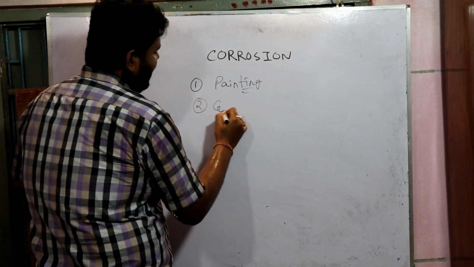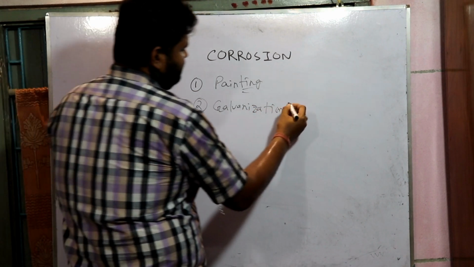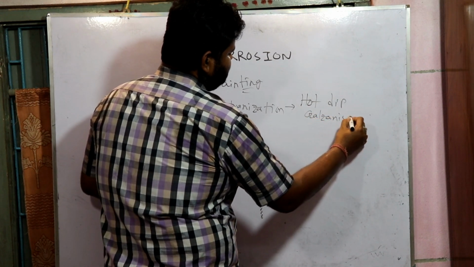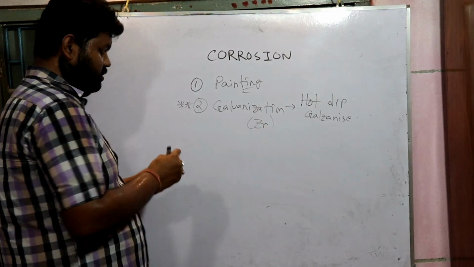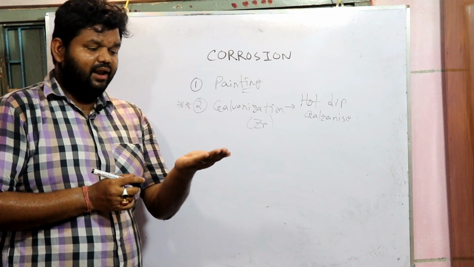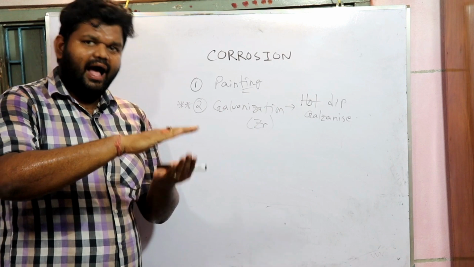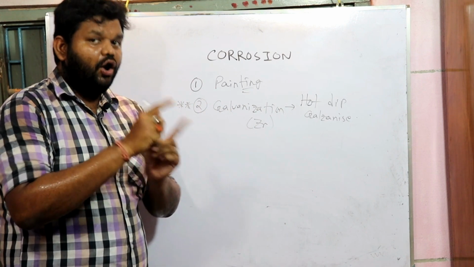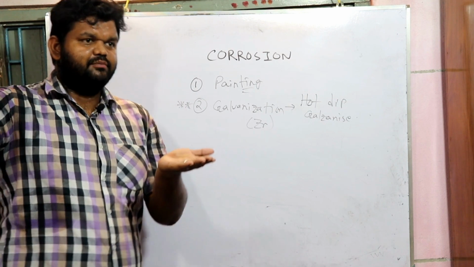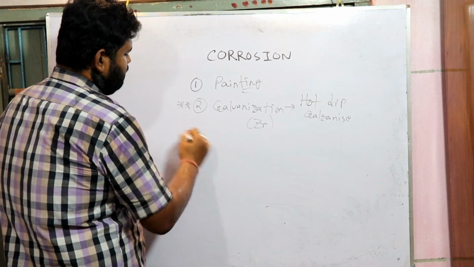Number 2, galvanization. This one is a very important phenomenon. This is actually hot dip galvanizing, that means a zinc coat. On the iron or on the copper metal, a zinc layer is coated only to prevent the direct interaction of the metal with atmospheric oxygen, atmospheric carbon dioxide or atmospheric H2S. Is it clear? So galvanization is a type of process by which we can prevent the corrosion process.